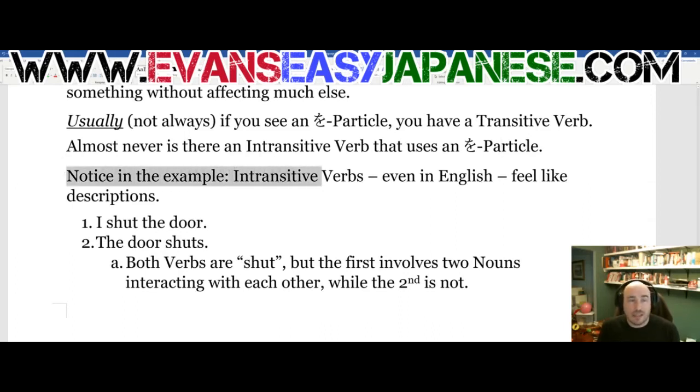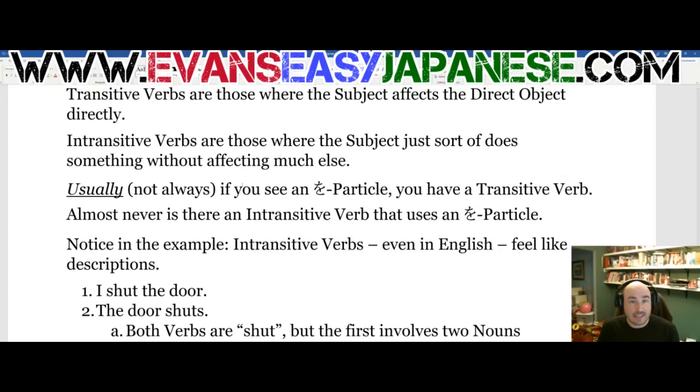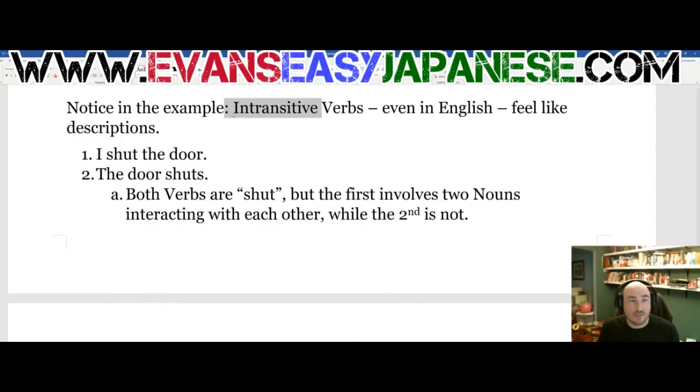Notice in the examples, intransitive verbs, even in English, feel like descriptions. Exactly. So we're going to be describing things with intransitive verbs. Okay? So notice in the examples as we go, intransitive verbs almost feel like descriptions.